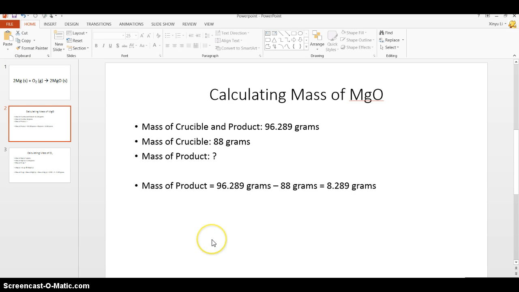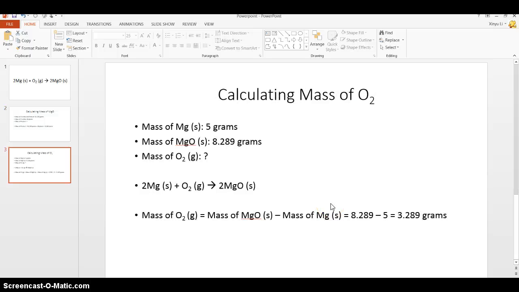And to calculate the mass of the product, we just have to subtract that 88 grams, which is the mass of the crucible, from the 96.289 grams, which is the combined mass, and we get 8.289 grams for the final product, or magnesium oxide. Now, we know the mass of magnesium, which is 5 grams, and the mass of magnesium oxide, which is 8.289 grams. So what about the mass of oxygen gas? Well, to calculate it, all you have to do is subtract the mass of magnesium from the mass of magnesium oxide, and we get 3.289 grams for the mass of oxygen gas.